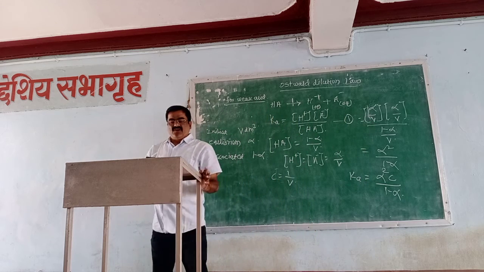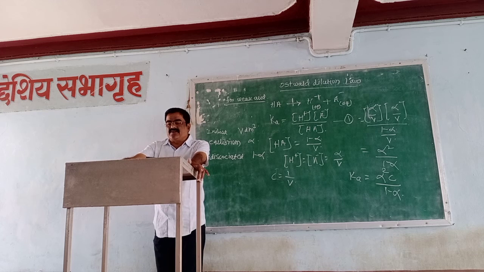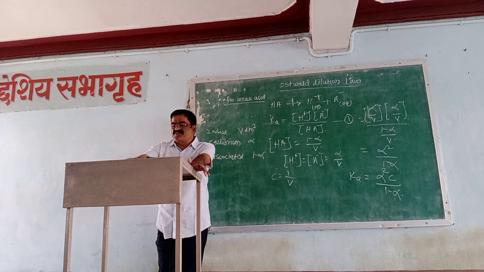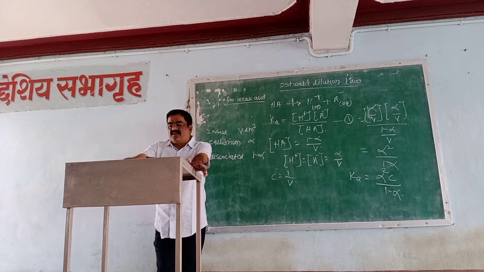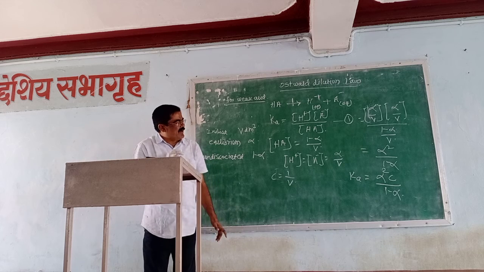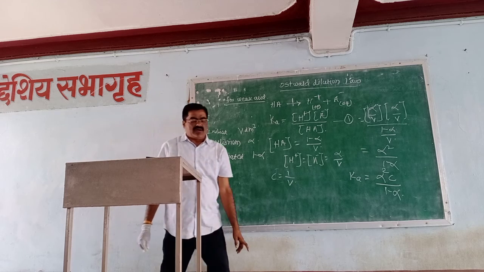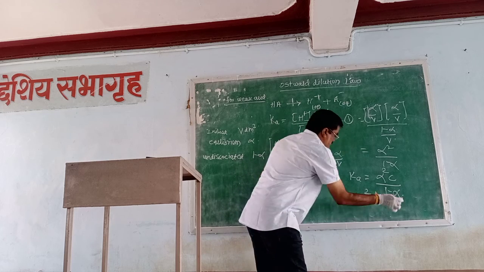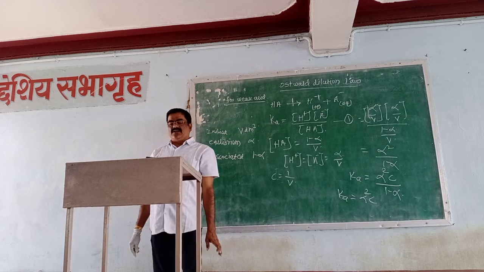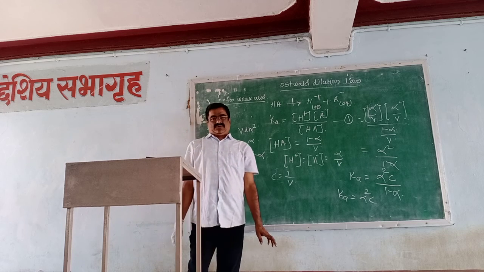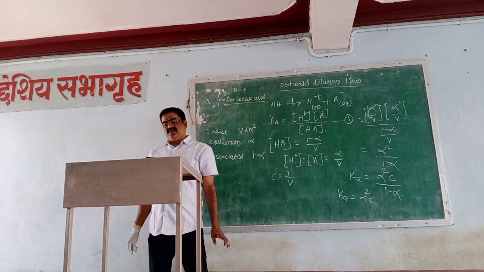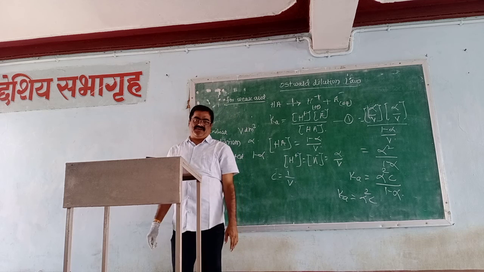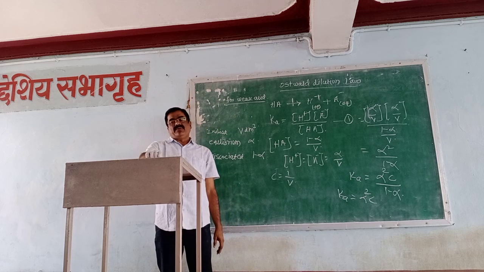Then for the weak acid HA, alpha is very small, or 1 minus alpha is nearly equal to 1. Then the equation becomes K is equal to alpha square C, that is, alpha is equal to under root K by C. That will be the equation for the Ostwald dilution law for the weak acid. Okay, we will continue with the weak base in the next video.